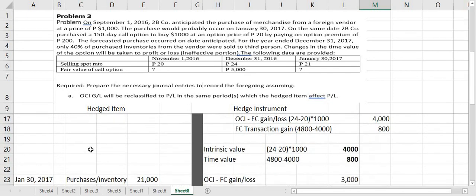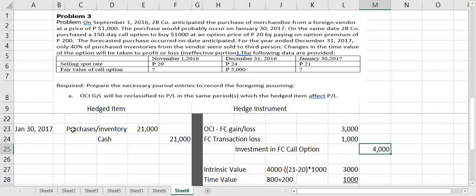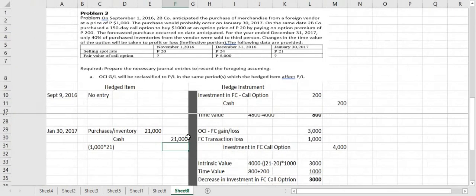Sa ating hedge item naman, kasi forecasted transaction yan, the same date yung ating transaction and settlement. So, debit ka lang ng purchase inventory, that's 21,000. Credit ka naman ng cash for 21,000. Paano yan kinuha? Of course, that's the 1,000 na foreign currency. Multiply mo lang siya sa spot rate, during January 30 na 21. Kaya, meron kang 21,000 na value ng purchases or inventory.